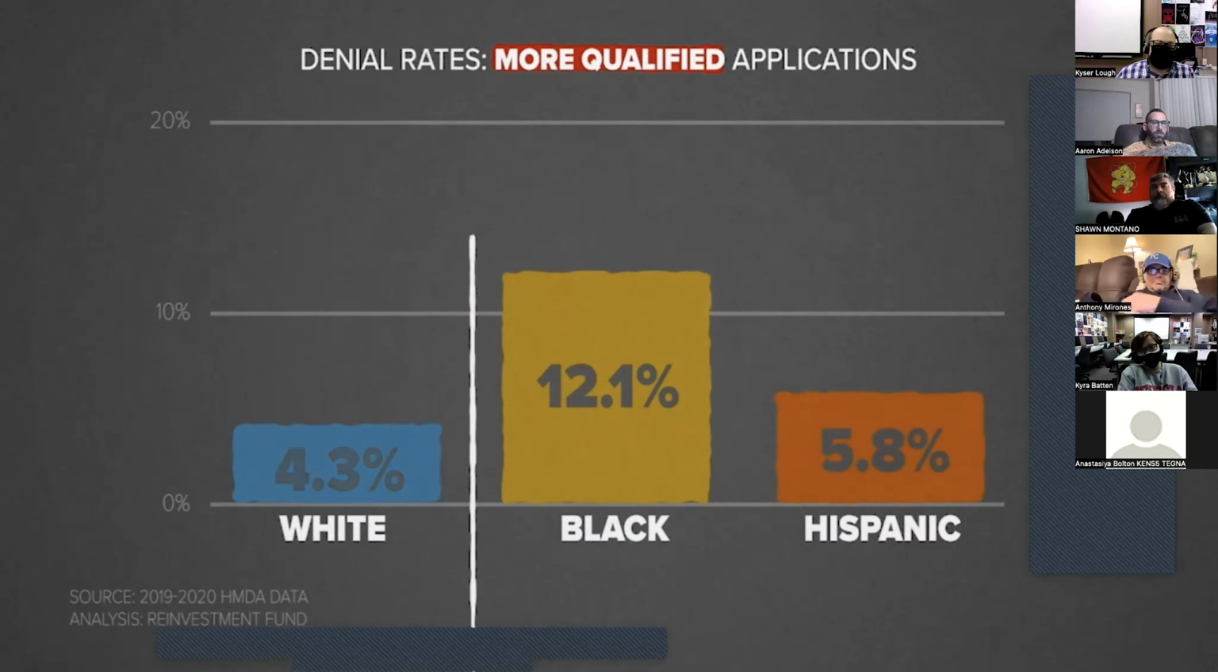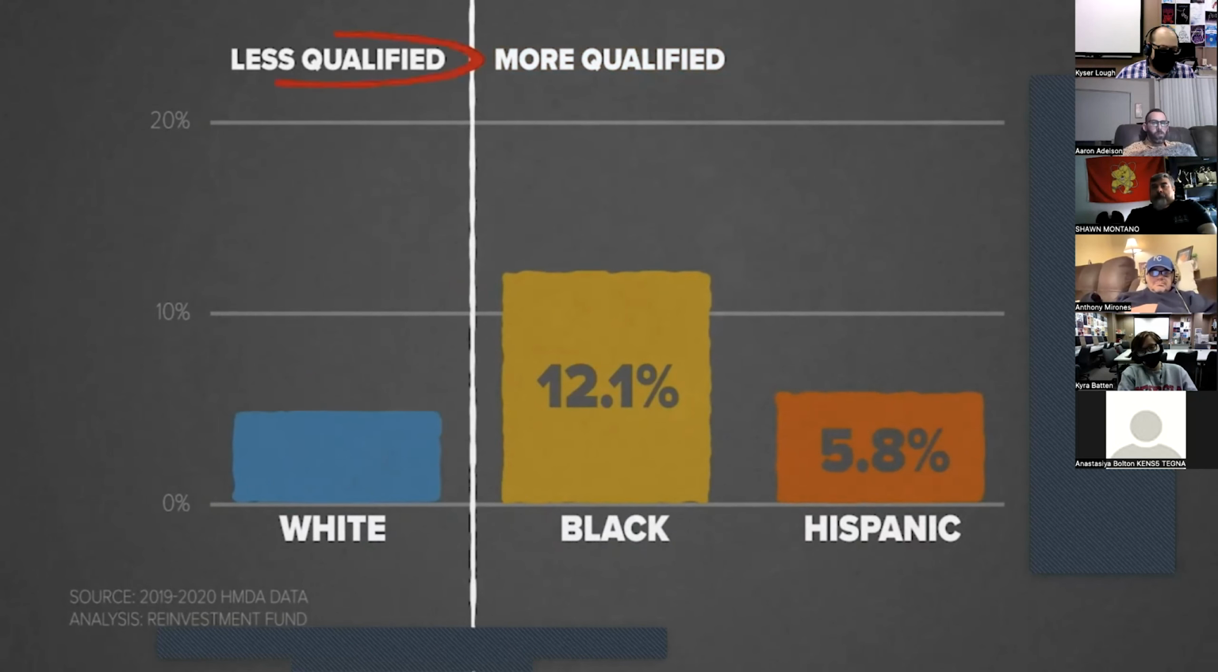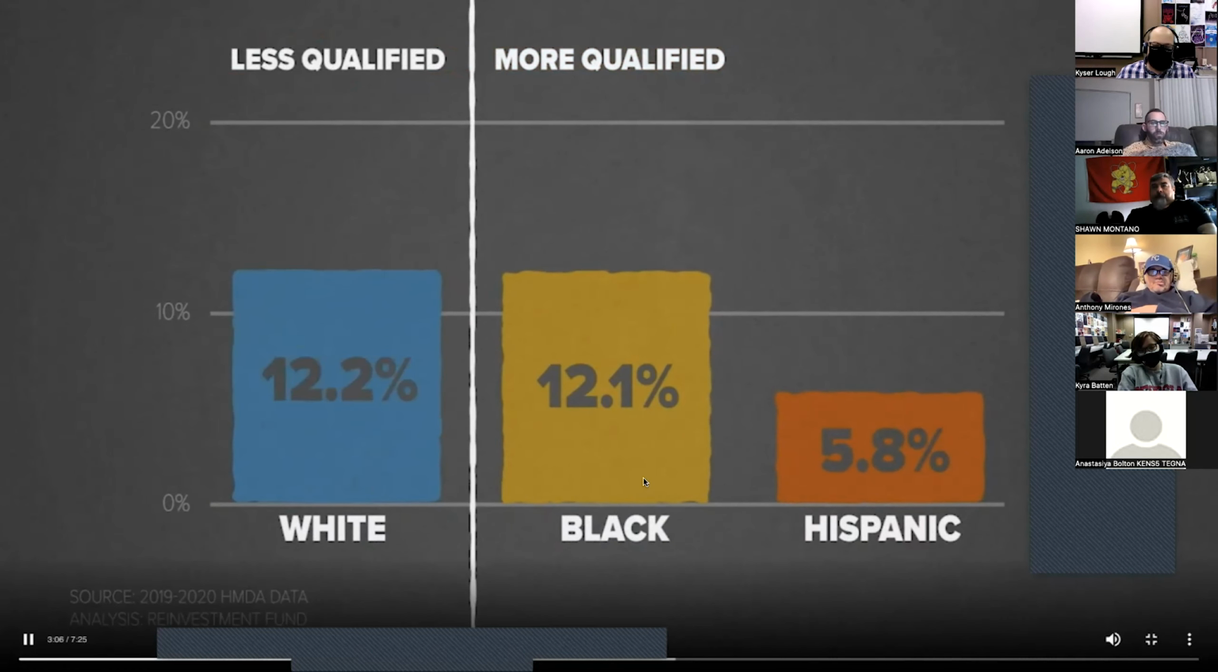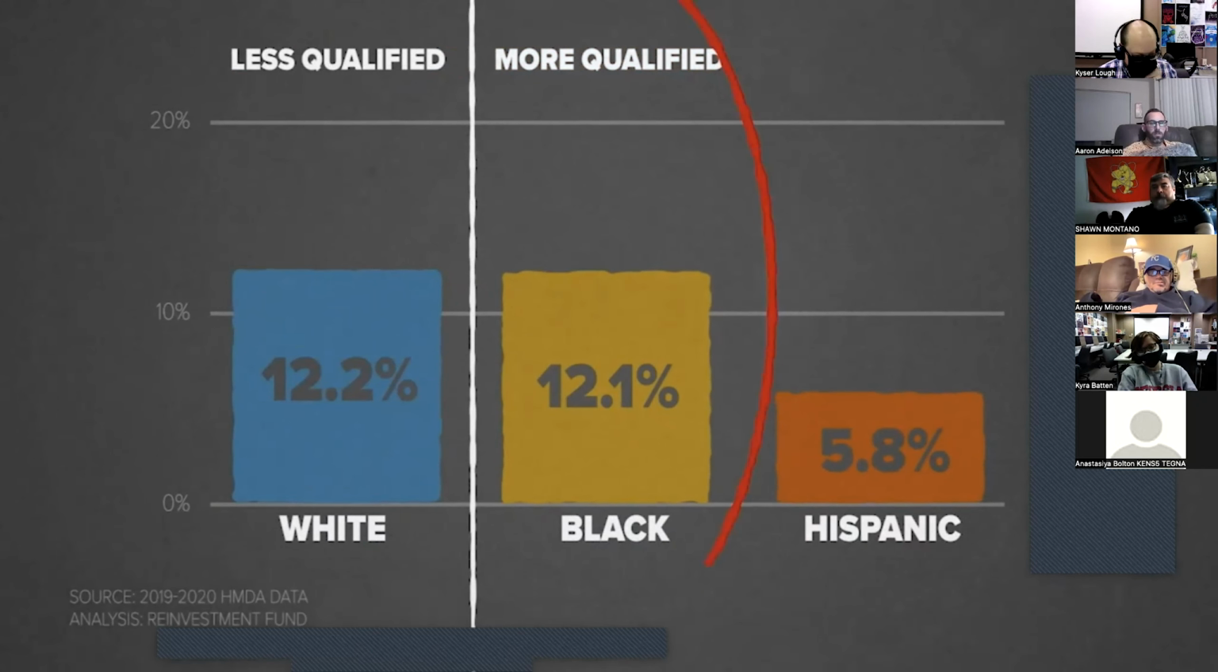And here's an even more interesting finding. Look at the denial rate of less financially qualified whites. It's 12.2%. So if you're keeping score, if you're more qualified and Black, you'll be treated about the same as someone who is less qualified and white.